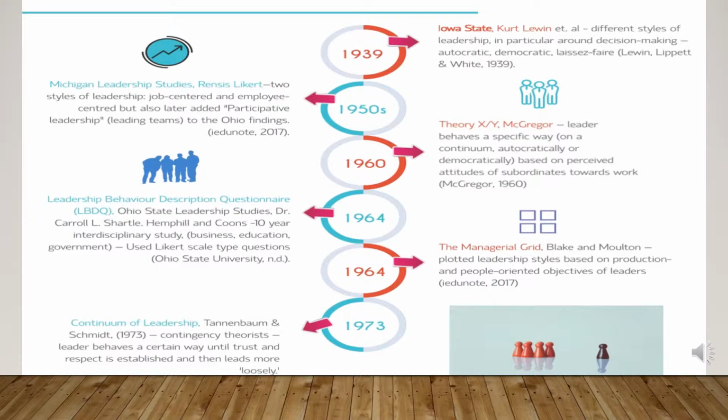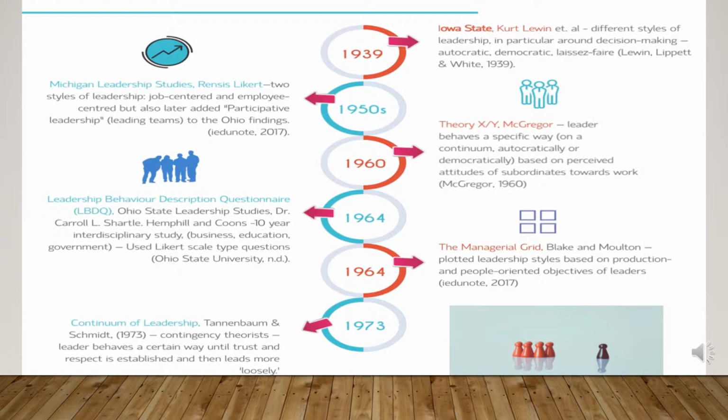In the 1950s, the Michigan Leadership Studies, run by Rensis Likert, found that there were two styles of leadership based on job-centered and employee-centered leadership, but also added that there was participative leadership for leading teams, and they added that after the Ohio findings. In 1960, Theory X and Y by McGregor posited that a leader should behave in a specific way on a continuum, autocratically or democratically, based on perceived attitudes of subordinates towards work.